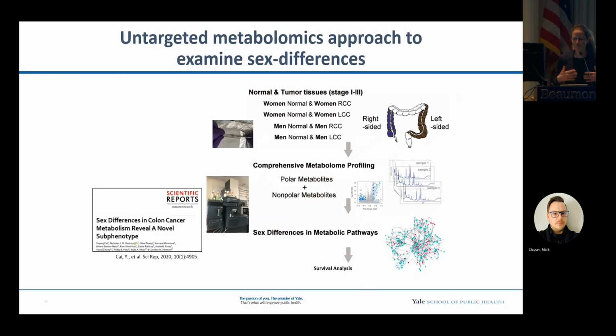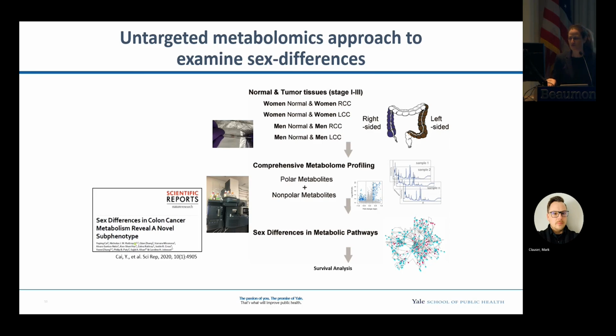So this is just really in brief our workflow. We had these normal tissues and tumor tissues. We extracted them for metabolites, and then they underwent comprehensive metabolic profiling. At the time we had just a small metabolic database of about 100 compounds, but we've now built this up to about 1,000. So we're able to do some instant identification of compounds.